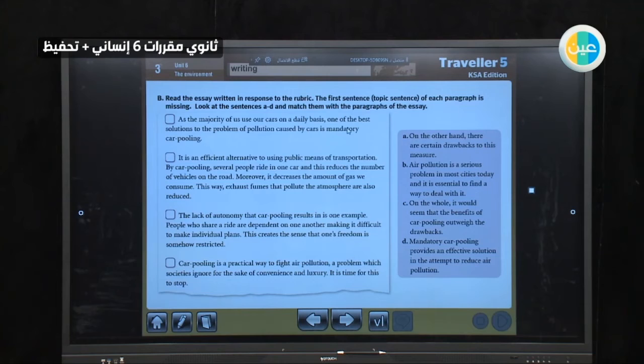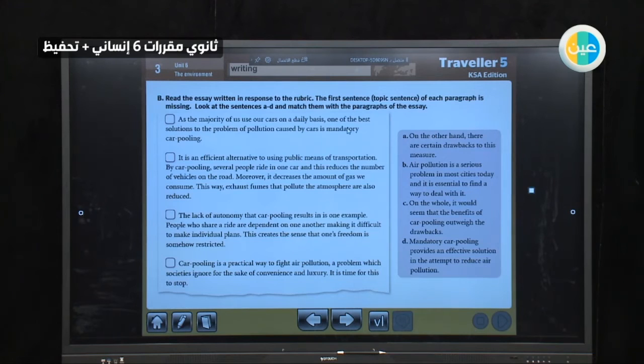Carpooling is a practical way to fight air pollution, a problem which people ignore for the sake of convenience and luxury. It's time for this to stop. So carpooling is very practical. It's workable, practical. But no one thinks of it because it is against convenience and luxury. Sorry, I misread it: problem. Let's repeat the paragraph.